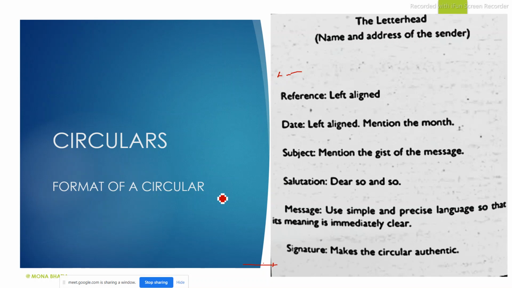Next is internal circular. Let's talk about internal circular. A circular for the employees of an organization about anything that is happening, about anything. Maybe tomorrow is a holiday. Okay, that is a circular. Tomorrow there will be an extra meeting after the working hours. That is also a circular. If there are revised working hours, then also that is a circular.